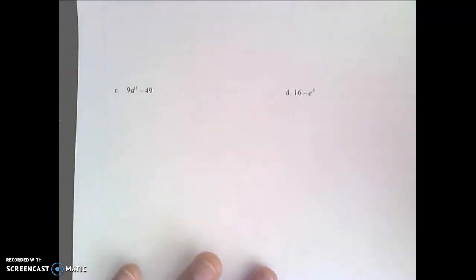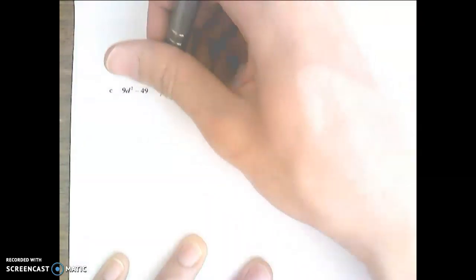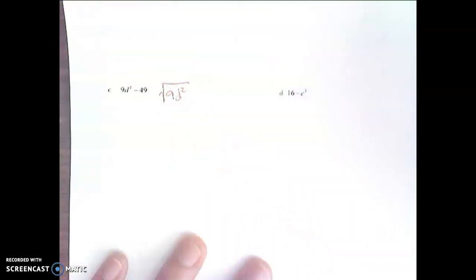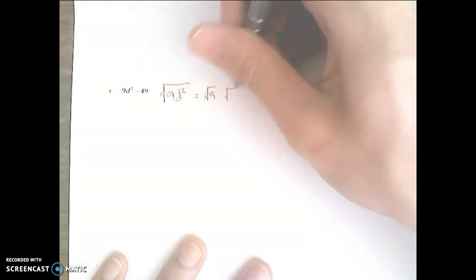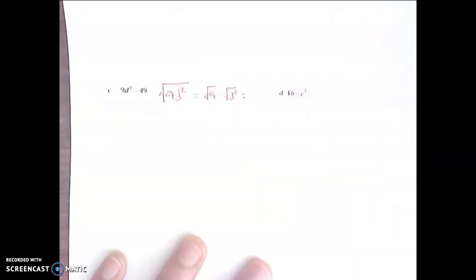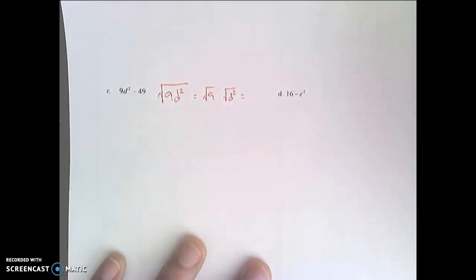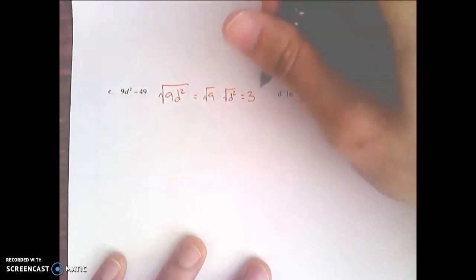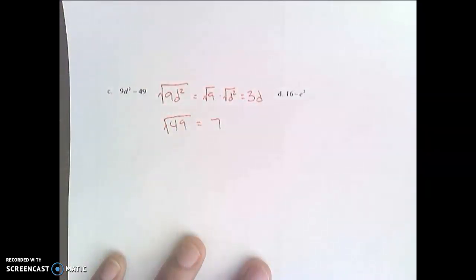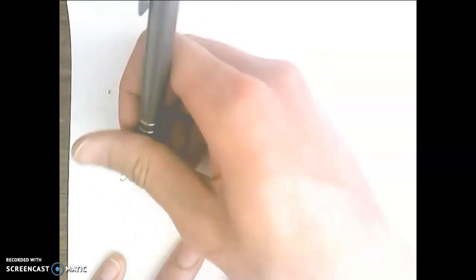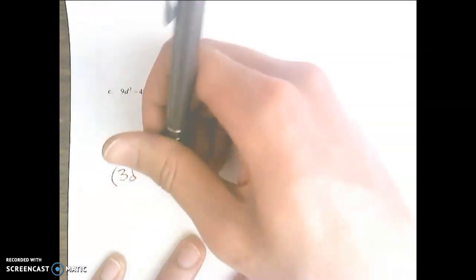Next up, we've got 9d squared minus 49. Now this looks a little bit more challenging, but it's not all that different. Let's take that first term, 9d squared, and find the square root. Remembering what we learned in our radicals unit, we can split this up into the square root of 9 times the square root of d squared. The square root of 9 is 3, and the square root of d squared is just d. And then our last term, we have 49. We take the square root, and we get 7. So then we have 3d minus 7 and 3d plus 7.